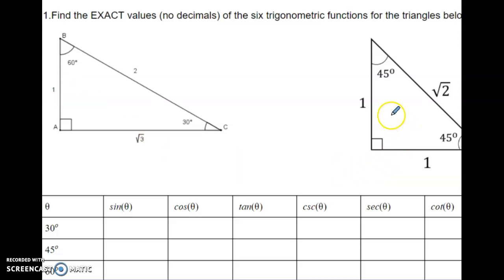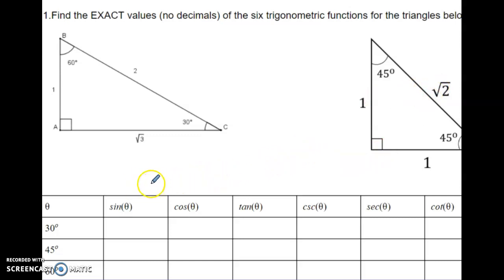As a quick review on the 45-45 triangle, the 2 legs are going to be the same length because the 2 acute angles are the same. And the hypotenuse is always going to be square root of 2 times bigger than either leg. So if you know the hypotenuse, you divide by the square root of 2 to find the leg. If you know the leg, you multiply by the square root of 2 to find the hypotenuse.